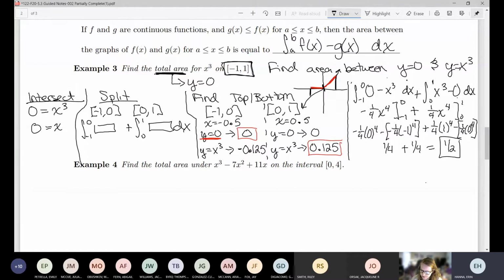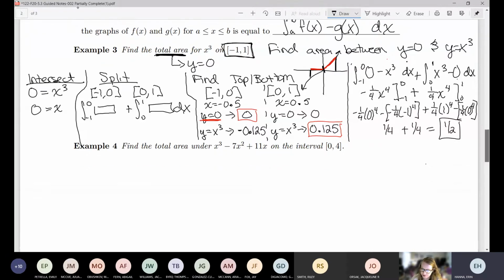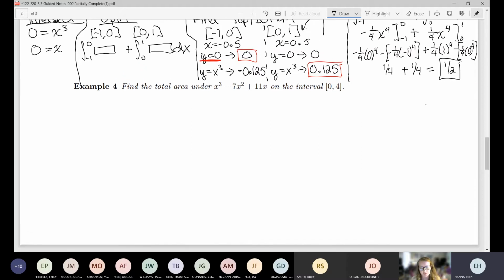All right, so let's look at this guy. The first thing we have to do is find where the two functions intersect. Now here, the statement of the problem doesn't quite have a second function in it explicitly. But remember, when we're working with total area questions, that means our second function is y equals 0. So to find where these two functions intersect, we have to set x cubed minus 7x squared plus 11x equal to 0.